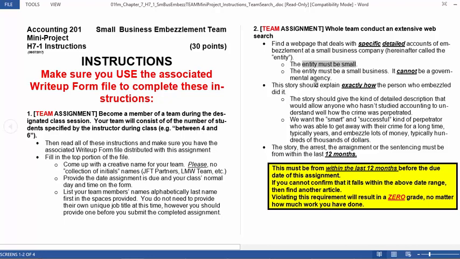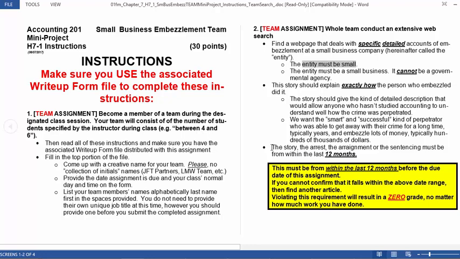And this article or this story should tell you exactly how the person who embezzled did it. If it's a really short article, then you need to find out more about that person through searching for other articles about them that say something different than the first article did. And we want it detailed enough so that we can understand exactly how the person got away with it. We also want them to be kind of a smart crook so that they were able to get away with it for a while, typically years, and embezzle lots of money, typically hundreds of thousands of dollars at least.